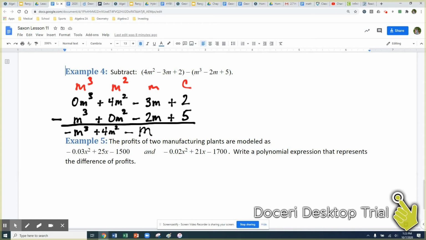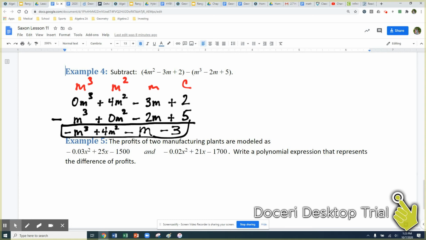And lastly, we've got 2, take away 5. So it's 2 degrees, it goes down 5 degrees, you're going to go down below 0, it's going to be negative 3. So there would be our result. It's already in standard form. You've got it from the highest degree down to the lowest. You're set to go. So negative m to the third plus 4m squared minus m minus 3. The other method you can do, you can combine terms.